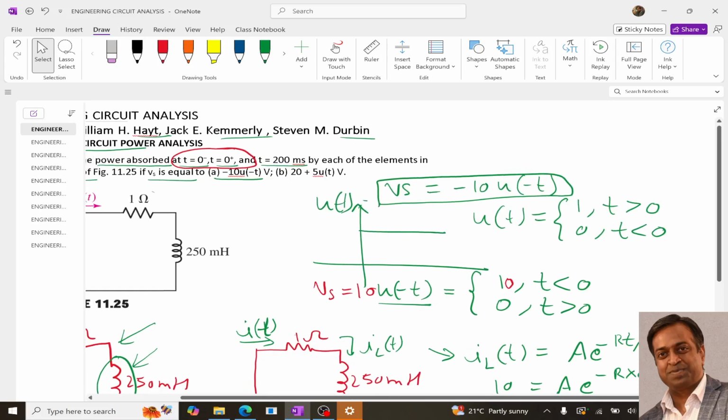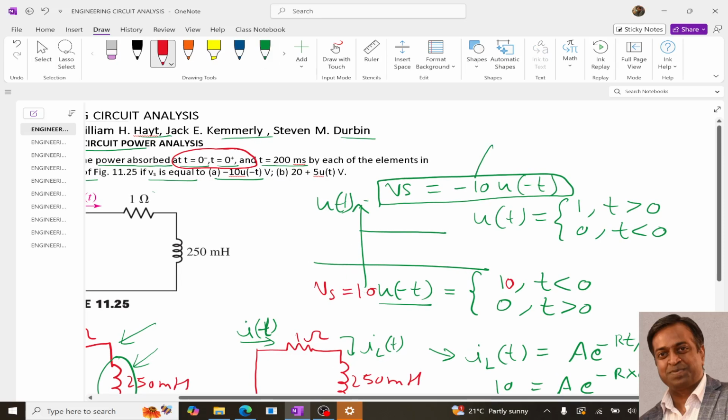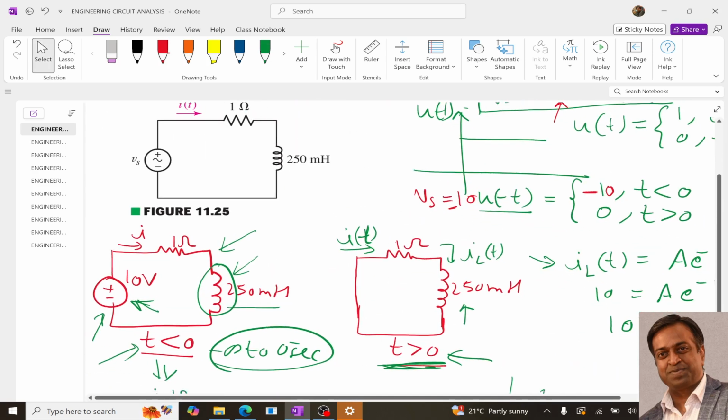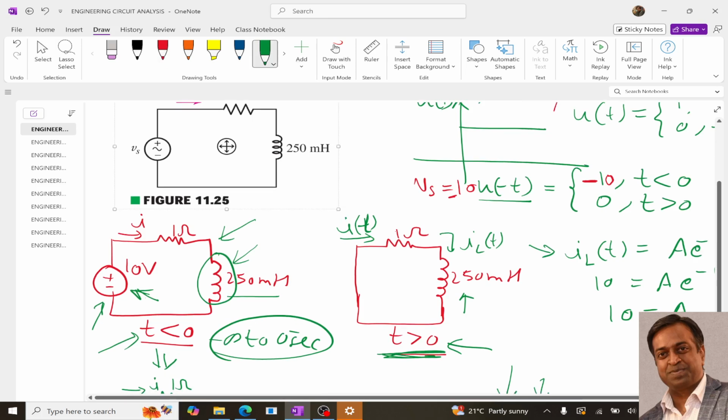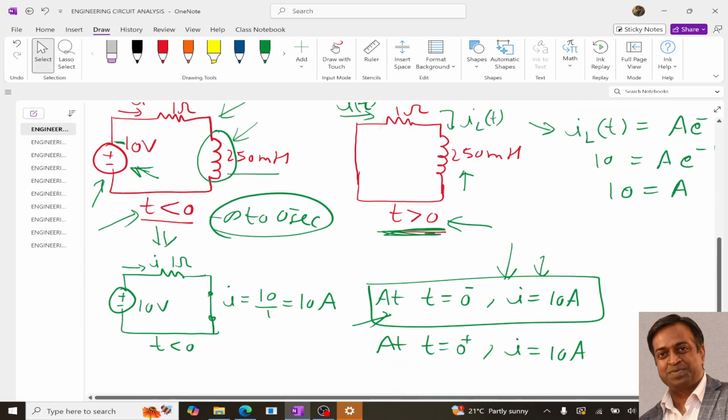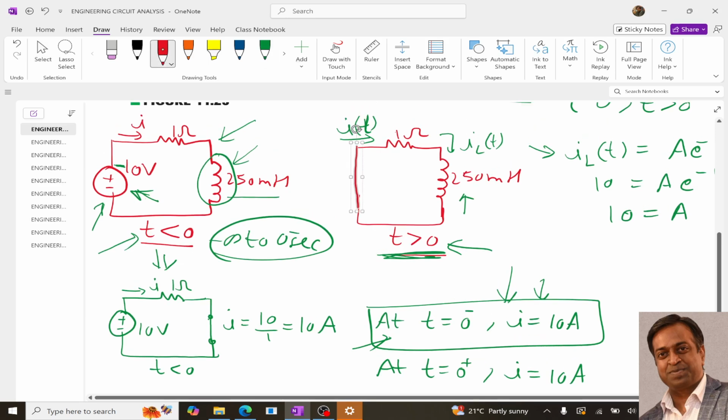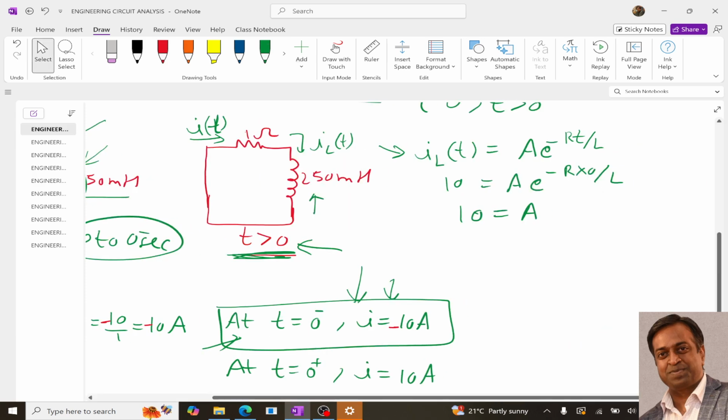Okay, so over here I made one mistake. It is minus 10, so it means this will be minus 10 volt, and we need to put minus 10 over here, so our current will be minus 10 ampere, right? So at t equals 0 minus the current will be minus 10 ampere, and at t equals 0 plus the current will be minus 10 ampere. Now substituting this value, I will get this minus over here, so the value of A is this, right?